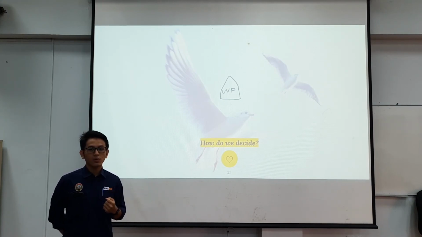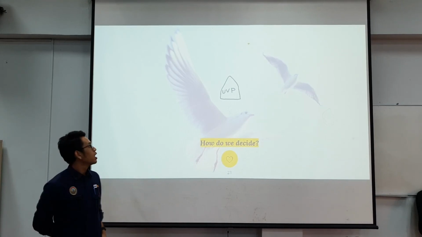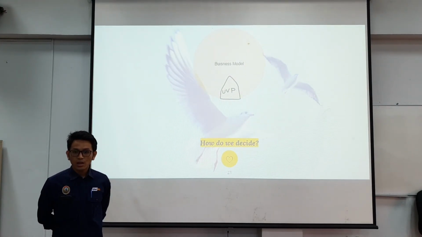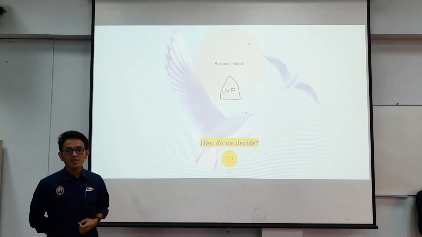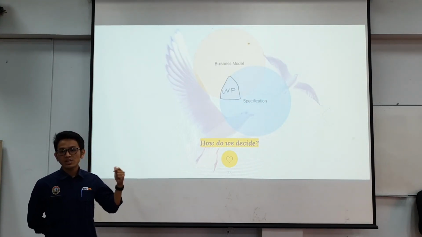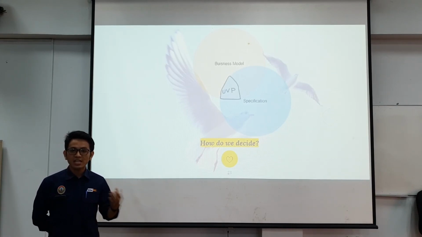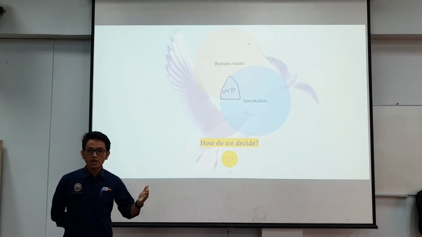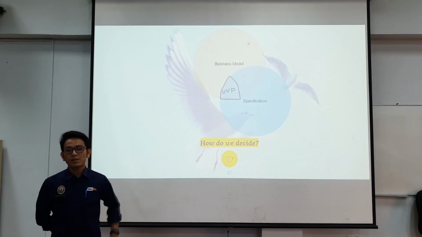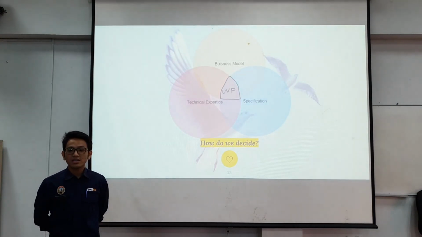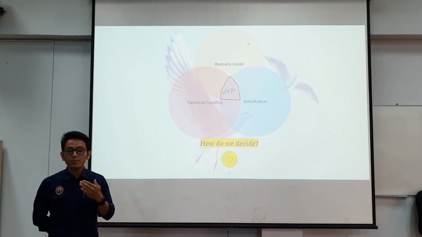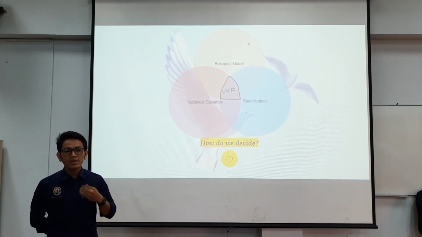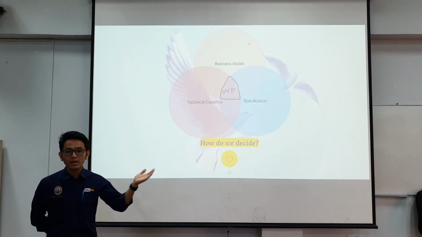UVP will be based on 3 criteria. The first one is business model. Business model is which company has the highest support for our protection system. The second one is specification. Specification is based on which company has the highest standard, for the international or Malaysian standard. The third one is technical expertise. For the technical expertise, we choose which company has the highest experience for the protection system in Malaysia.